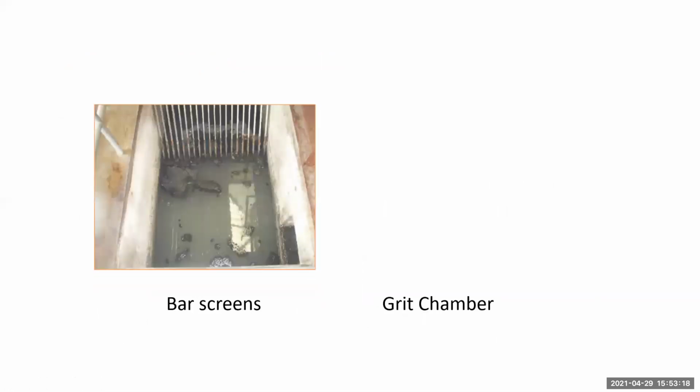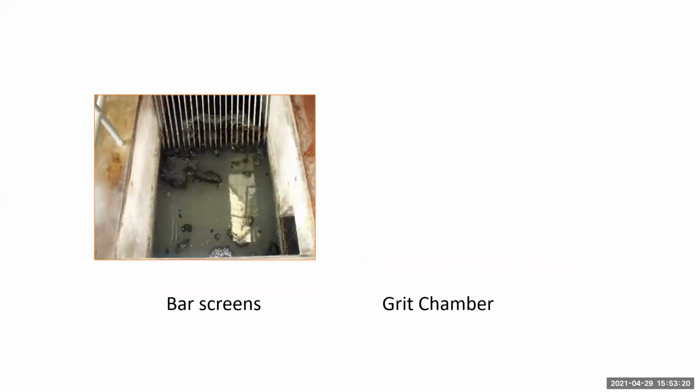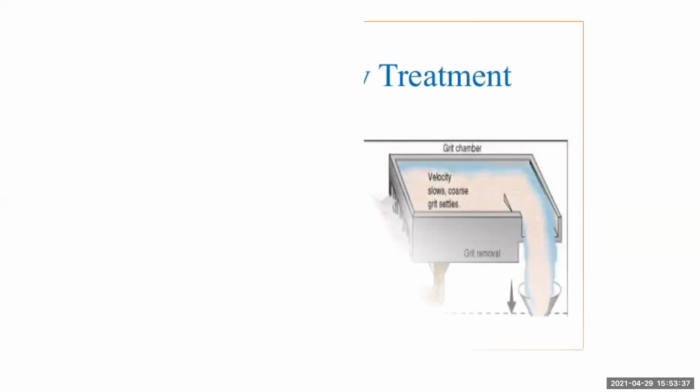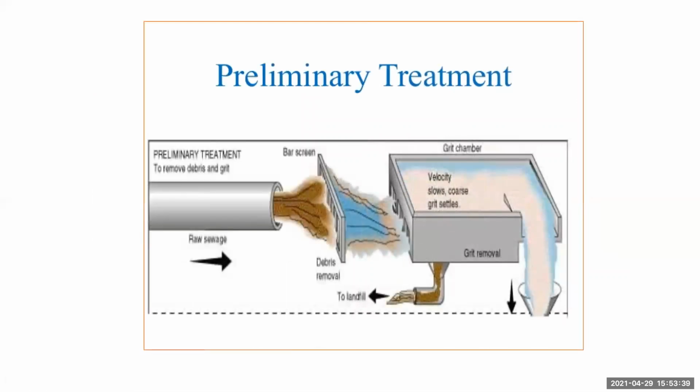Okay. Now these are the bar screens. We call it screening. These are the bar screens shown in this diagram, which will remove the large objects. And this is a grit chamber, which removes sand and grit. Okay, and then the water is sent for primary treatment.